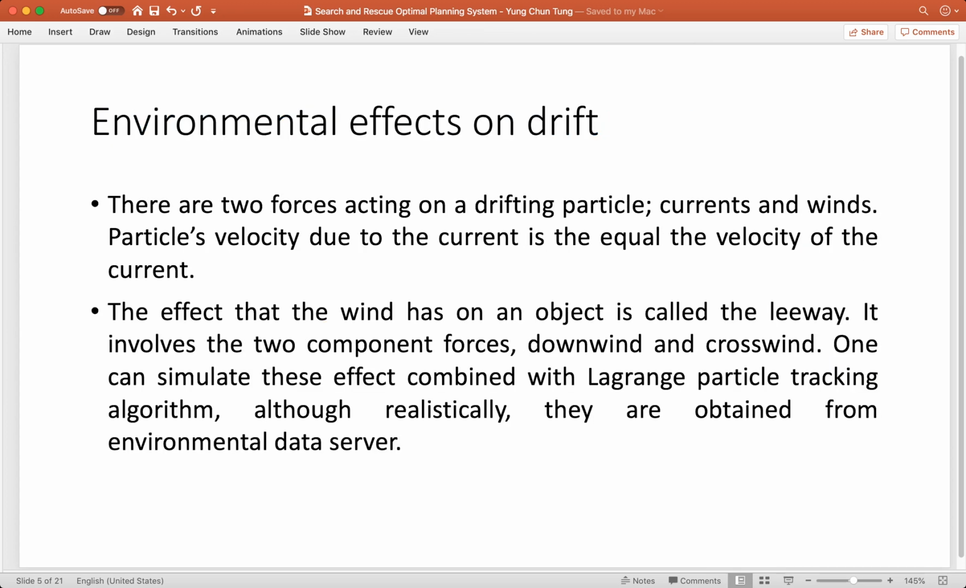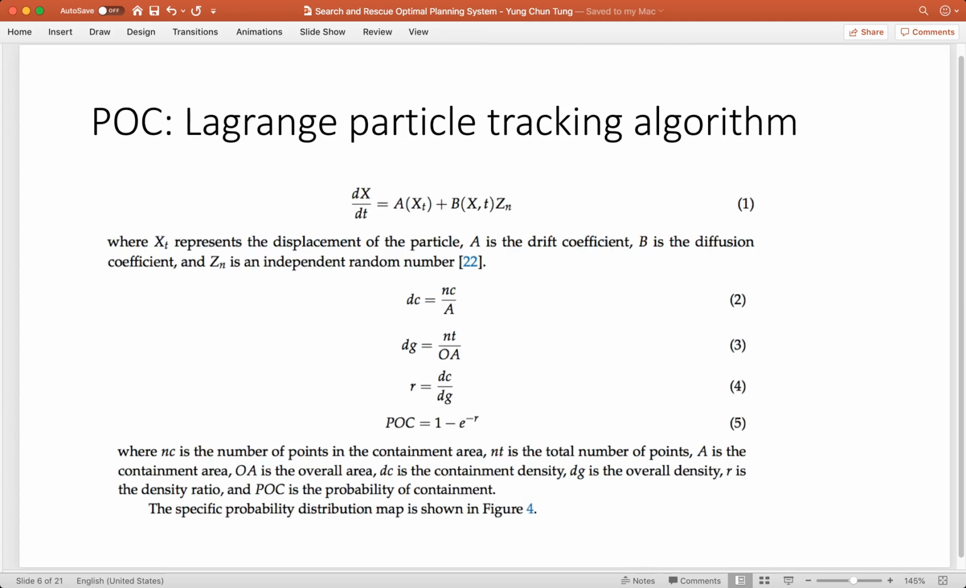So the environmental effects on drift are mainly twofold. We have the current and the wind, and we have different forces acting on the particles, and realistically these data are obtained from the environmental data surface.